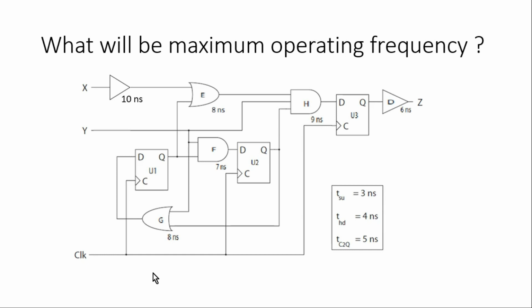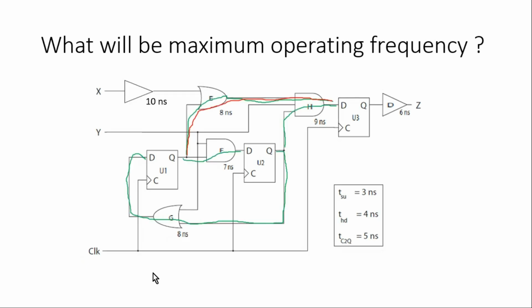Okay, let me reveal its answer. Friends, if you see, there are 4 register to register paths inside this design. This is the first path, this is second path, this is the third one, and this is the fourth one. And for your information, in question number 1, we considered this fourth path as a critical path, and based on it we calculated the minimum time period of operation and maximum operating frequency.